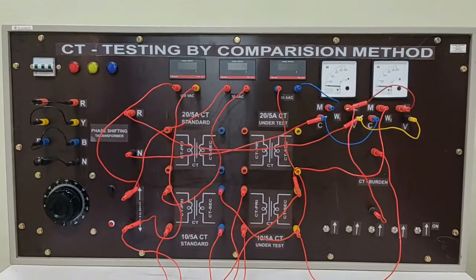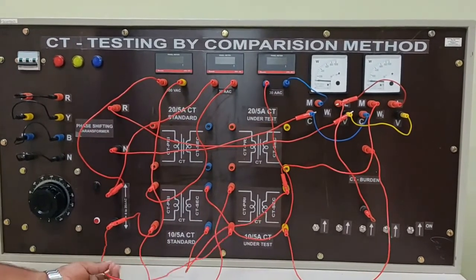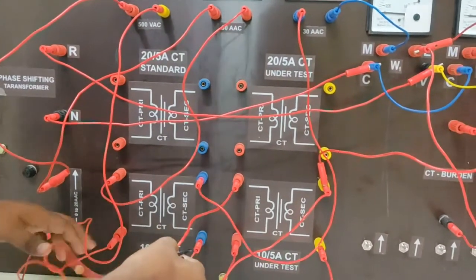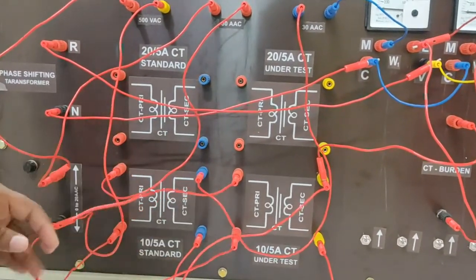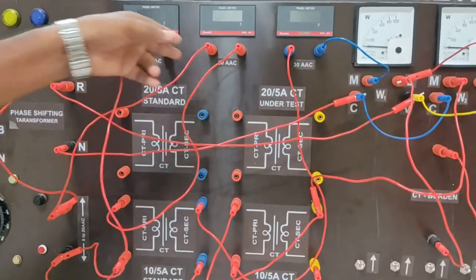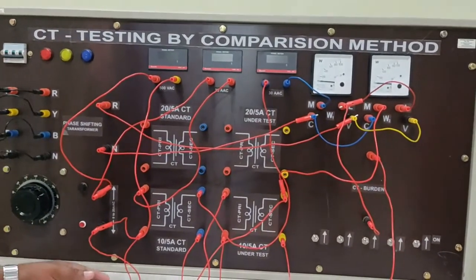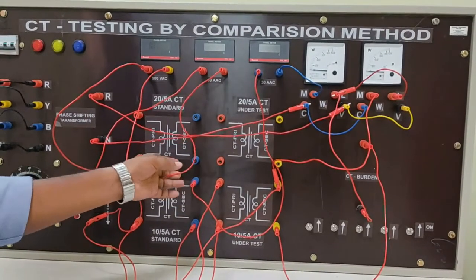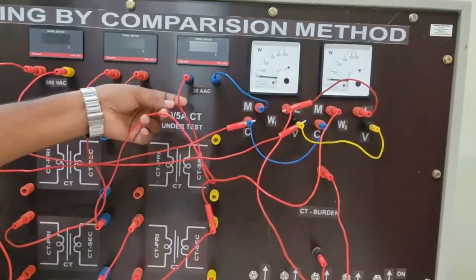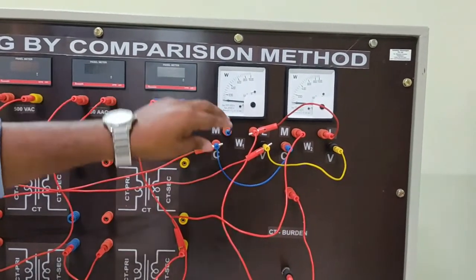Here the variac is connected to the primaries of both the CTs in series. Here you can see the primaries of both the CTs are connected in series. Here this primary is connected in series with the primary of the test CT, and these two are connected in series with an ammeter to measure the primary current. Next, the secondaries of both the CTs are connected in series through an ammeter which measures the secondary current, and the secondary terminal of the ammeter is connected to a wattmeter.